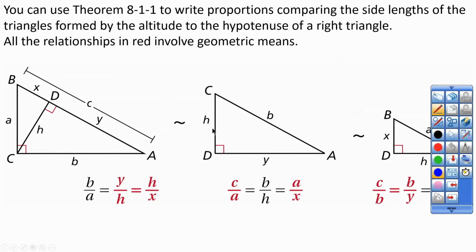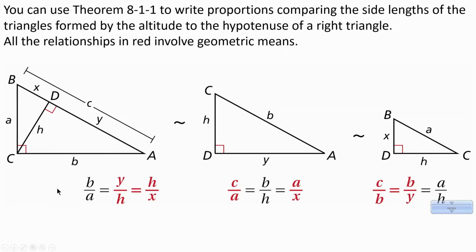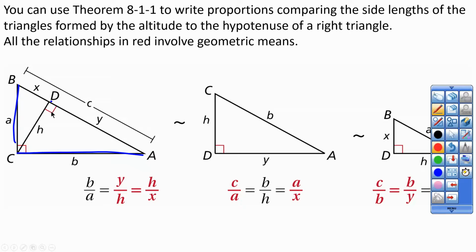All right. So use theorem 8-1-1 to write proportions comparing the side lengths of the triangles formed by the altitude to the hypotenuse of a right triangle. All relationships in red involve geometric means. Do you see this here? BA for this leg and this leg is BA. And then you have this leg and this leg is YH. And then you have this leg and this leg is HX.